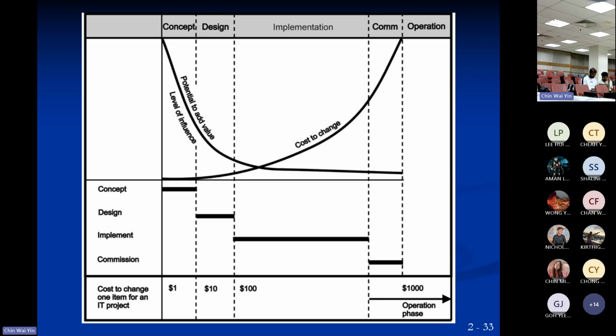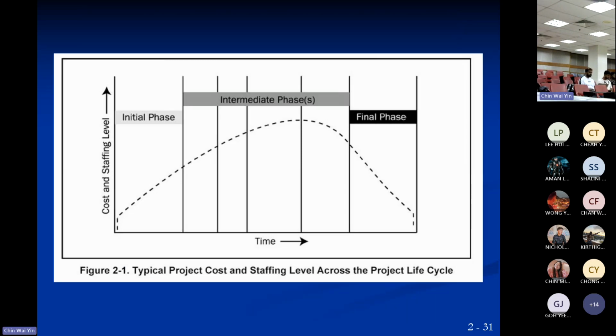Please do not confuse cost to change with the cost of staffing and the cost of the project. Cost to change is different from this cost. Cost and staffing level is talking about how much you need at that time. At different phases, this is how many staff you need and how much you have to pay during this time. But cost to change is different.